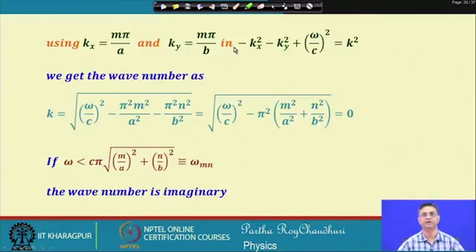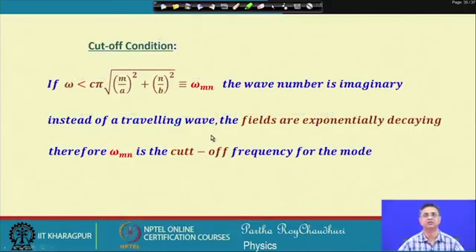We get the wave number in this case as the square root of omega square minus k x square minus k y square, which is this k, the wave number. Therefore, from this condition, omega must be less than this quantity, which is omega m n, because in that case the wave number is imaginary. So, that is what is going to decide the cutoff frequency.